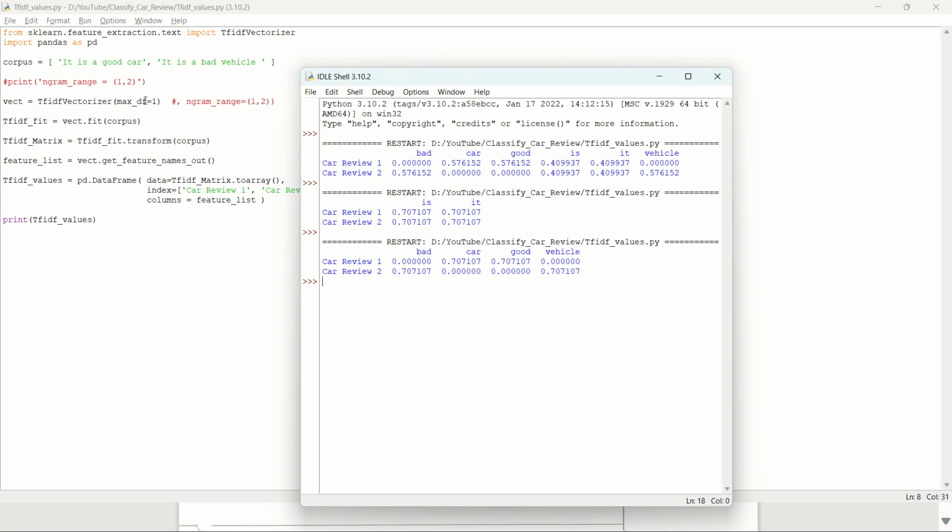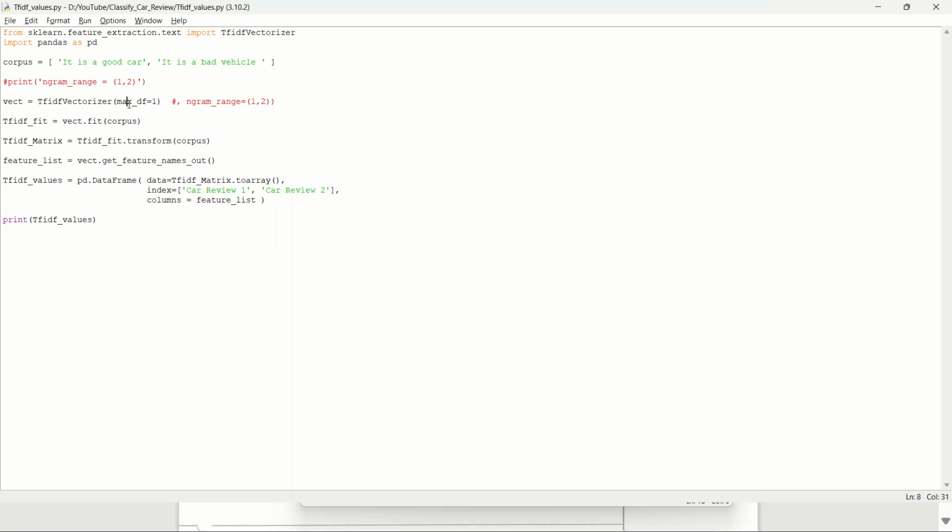Maximum, it should occur only once. It should not occur more than once. So these words occur only once. If it occurs more than one time, that is two times, then it is ignored. That's the max TF control.